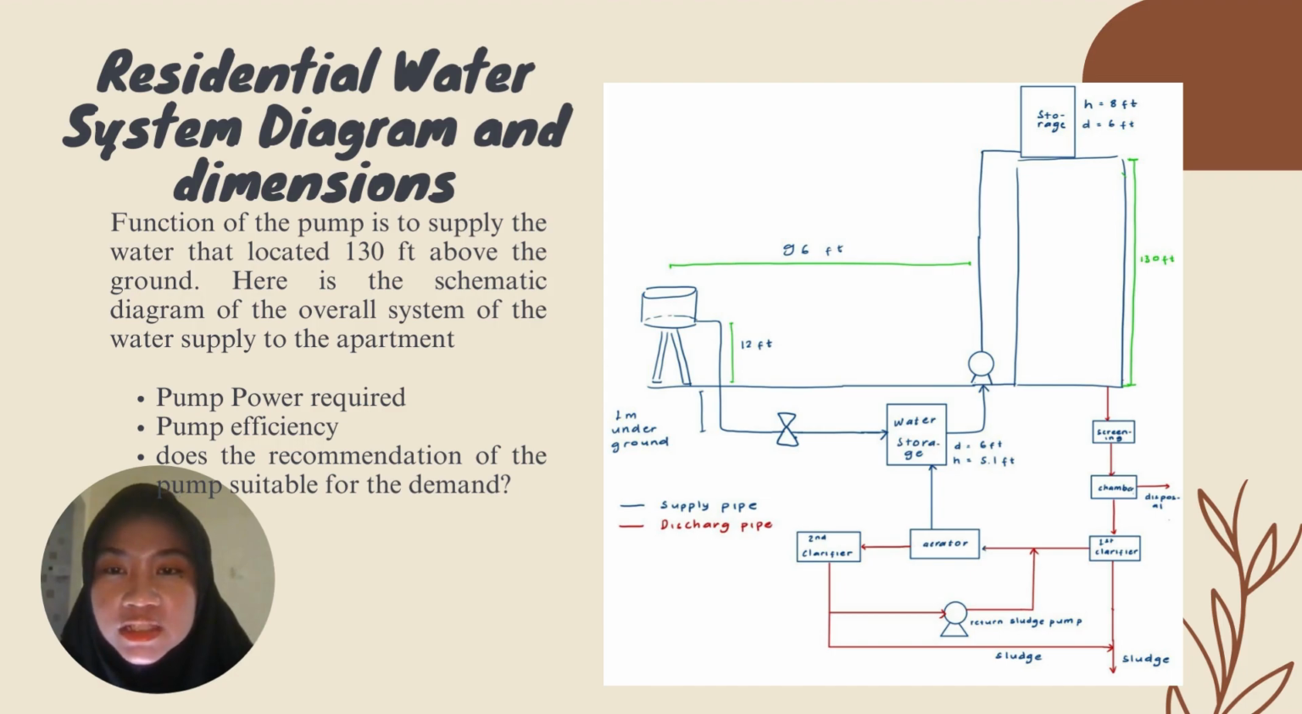So this is our residential water system diagram. It starts from the main supply to the water storage. These are underground, 1 meter underground, and these are the valves. Passing through the water storage, we have the pump going up to the storage above the building, which has a height of 130 feet. The red pipe is the discharge pipe, and the blue part is the supply pipe.